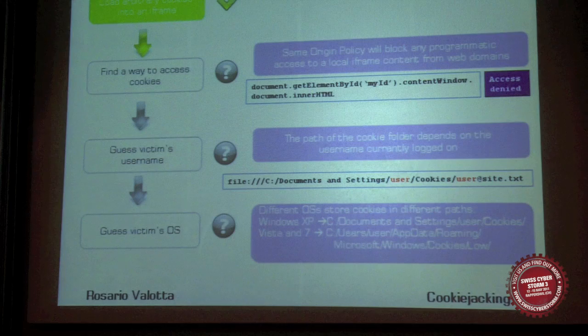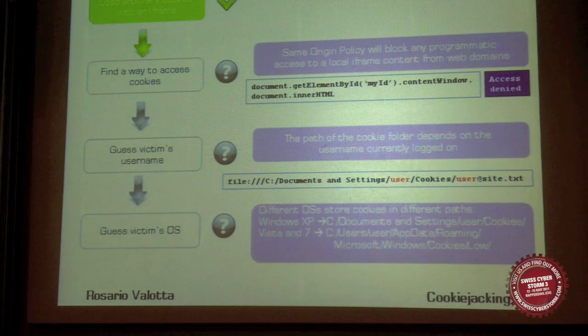Okay, where do we go from here? We have a technique that allows us to load arbitrary cookies within an iframe. But we still miss a way to exploit this vulnerability. Because if we programmatically try to access the cookie content, we are blocked by the same origin policy. For instance, if we try a statement like this, okay, get me the inner HTML of my iframe, the same origin policy will block us.